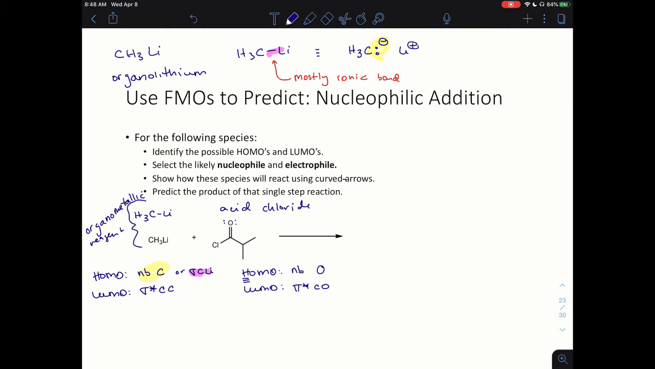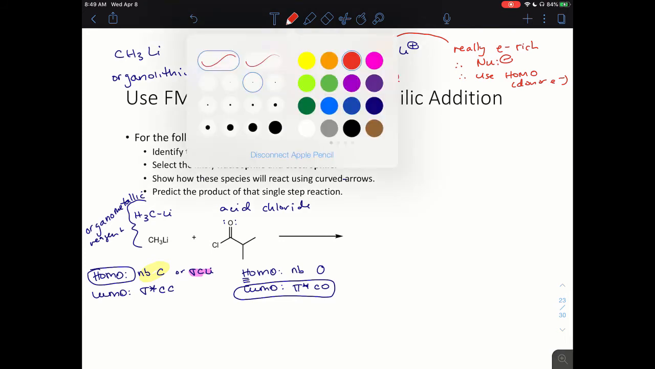All right, what do we think happens here? Well, pi CC is not really a LUMO, not a good acceptor. So I'm pretty sure the highest energy filled orbital of the organometallic reagent is going to react with the LUMO of the acid chloride. The organolithium reagent looks really electron rich, doesn't it? Really electron rich. Thus, I bet this is a nucleophile, so it's going to use its highest energy filled molecular orbital, its donor electrons. So that's what we're going to have here.